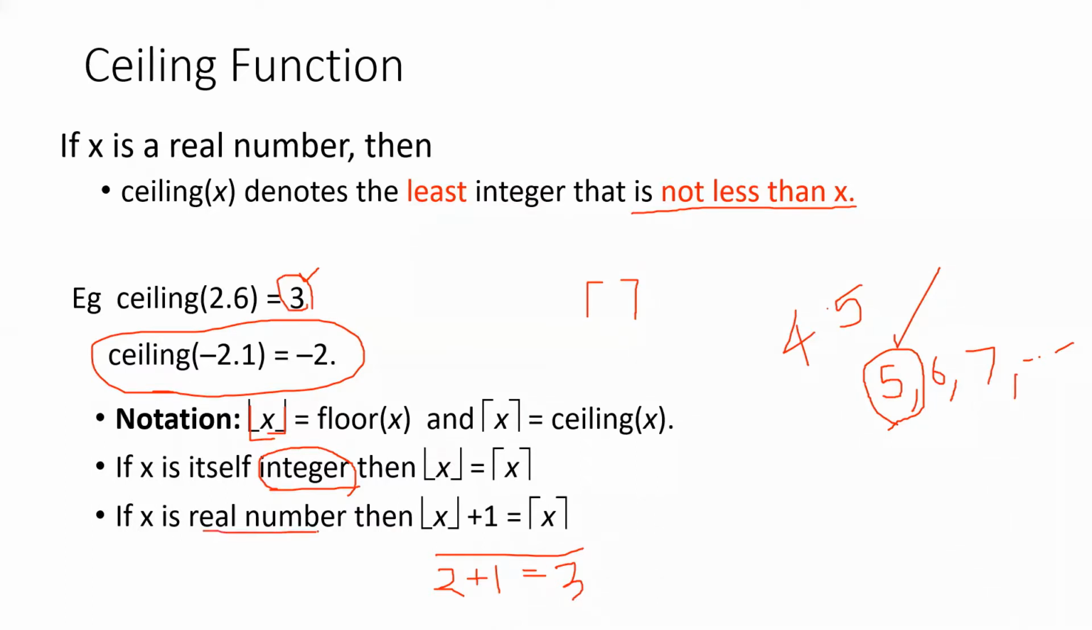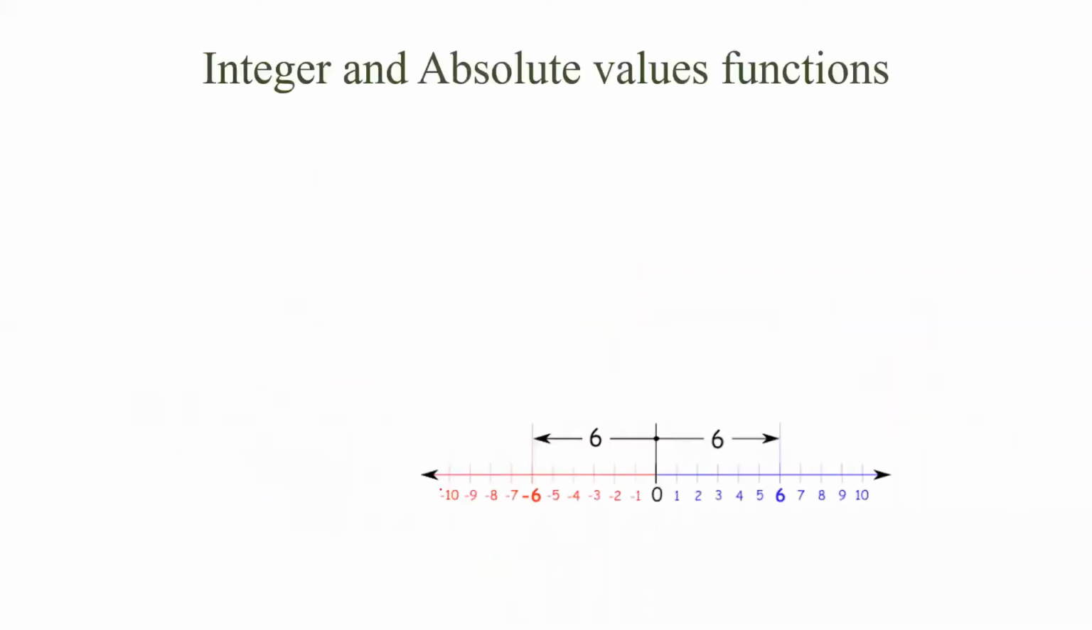This is for the real number. If you're finding the floor and ceiling of an integer, both will be equal. So floor of an integer number will be equal to its ceiling, ceiling of that same number. Now, after this, we have some easier concepts also, but depending upon the marks, if it is very few marks, you can write functions like integer function and absolute value.